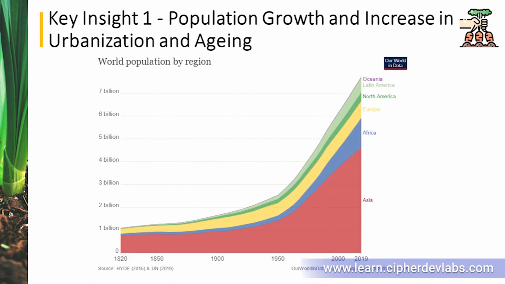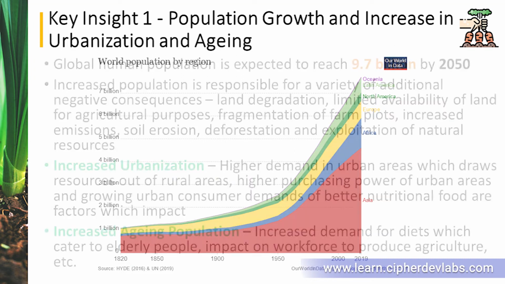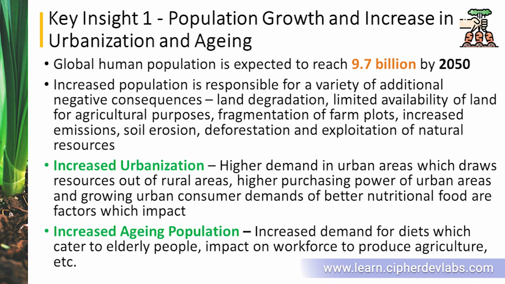And if you look at the regional population, the Asian region has the most people living, especially if you look at countries like India and China, who each have more than a billion people. And we can also see an increment of people in the African region as well, while continents like Europe are declining and Latin America is slightly increasing along with North America. So the global human population is expected to reach 9.7 billion by the year 2050.